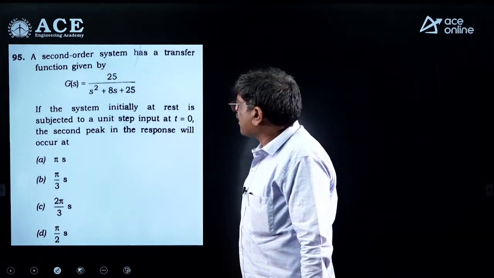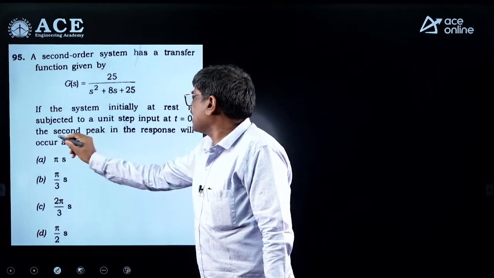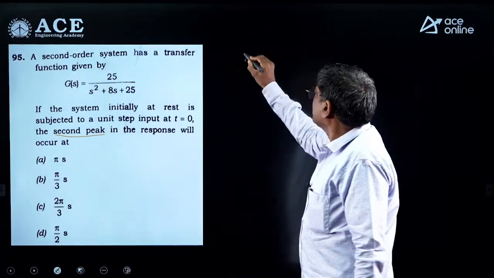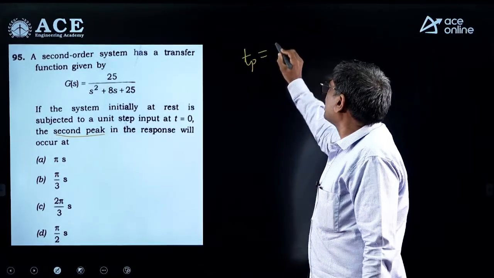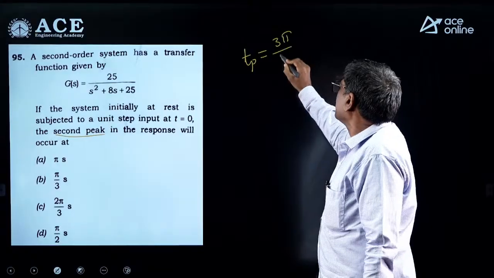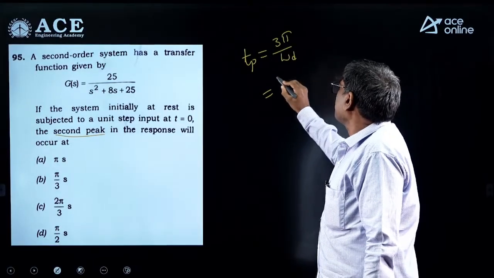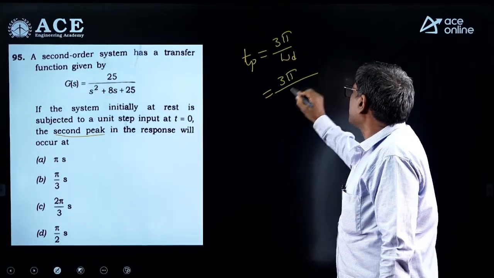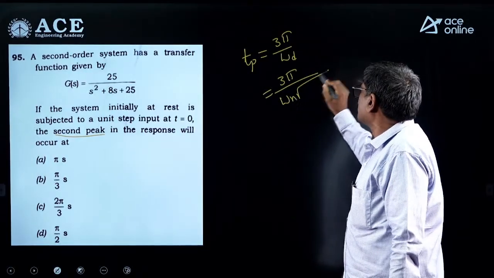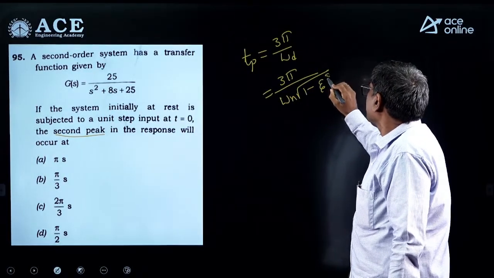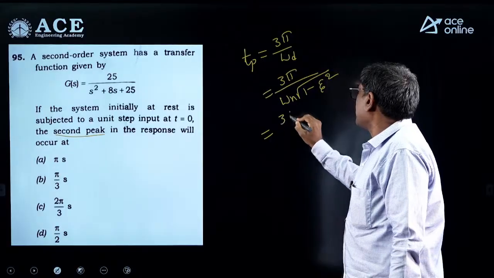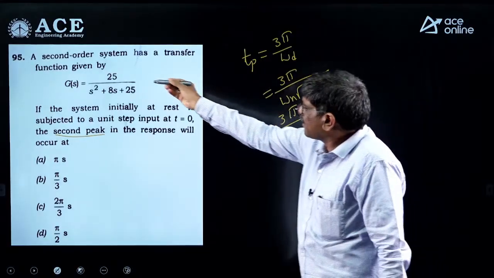So here a second order system is asking, the time for what? Second peak. The time for second peak is what? 3 pi by omega d. What is omega d? Omega n into root of 1 minus zeta square. So that means 3 pi divided by omega n here.